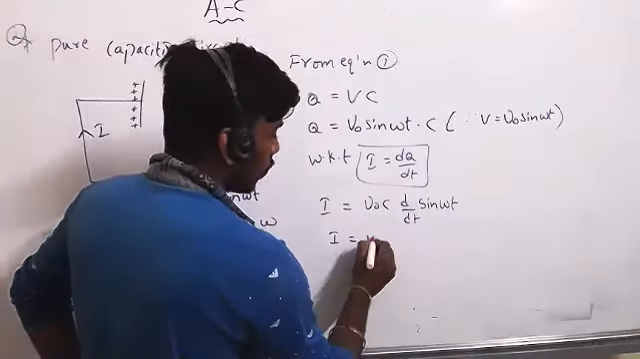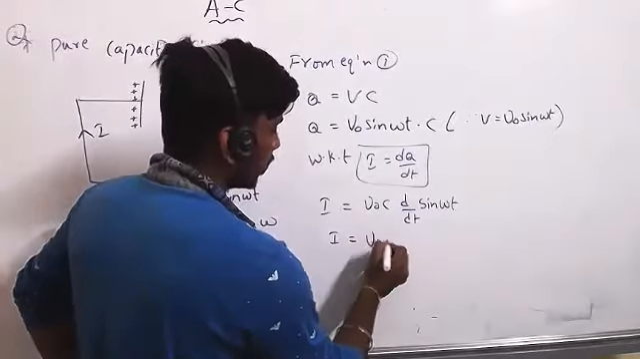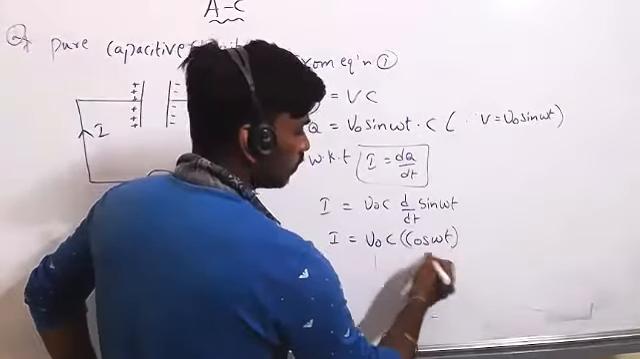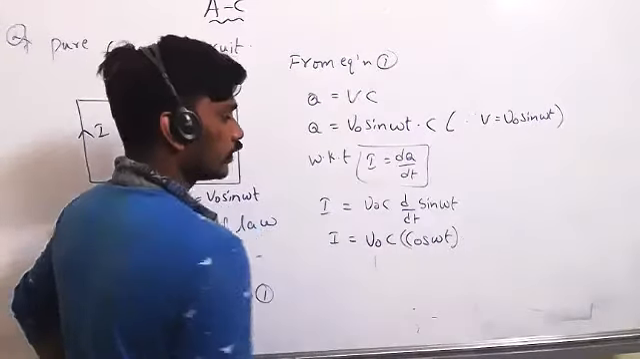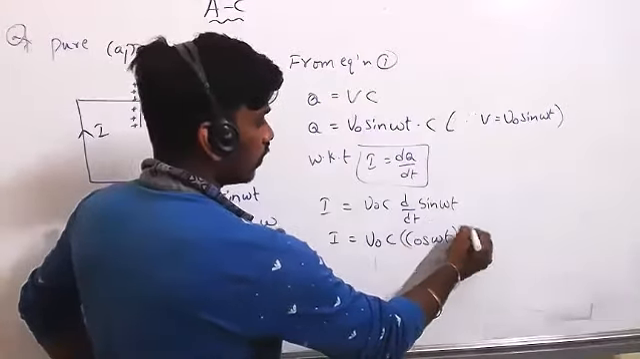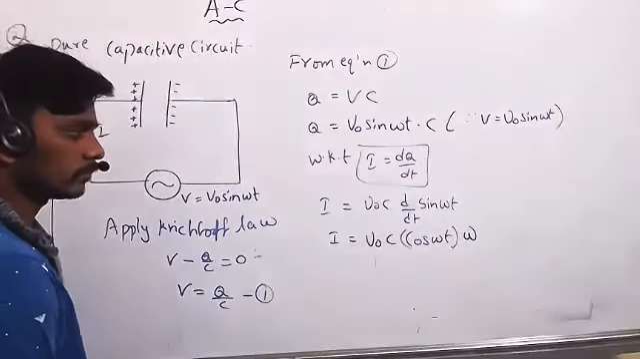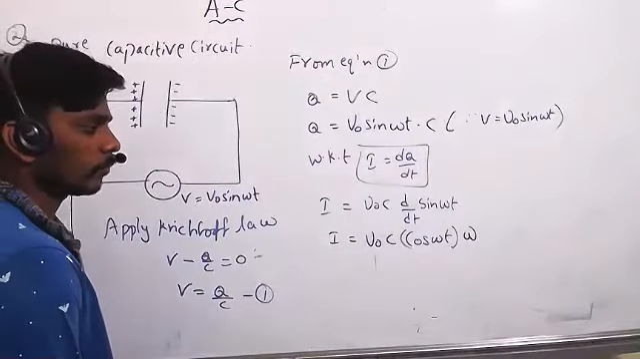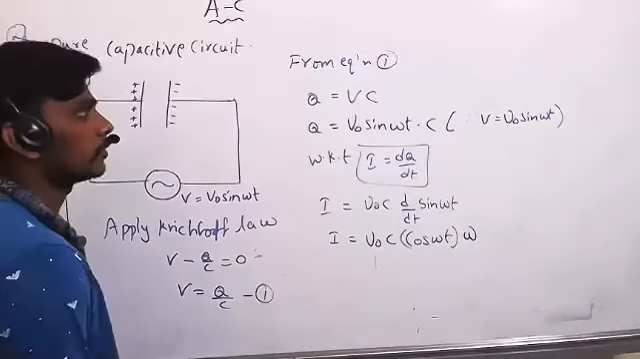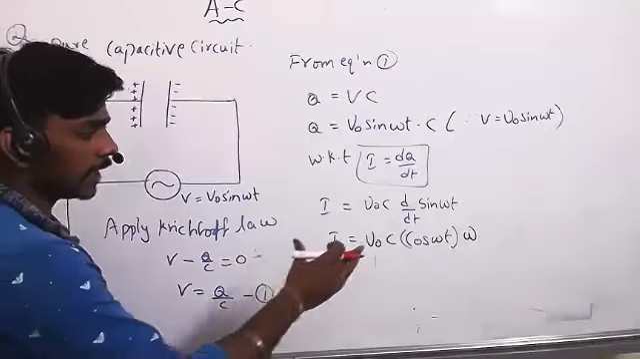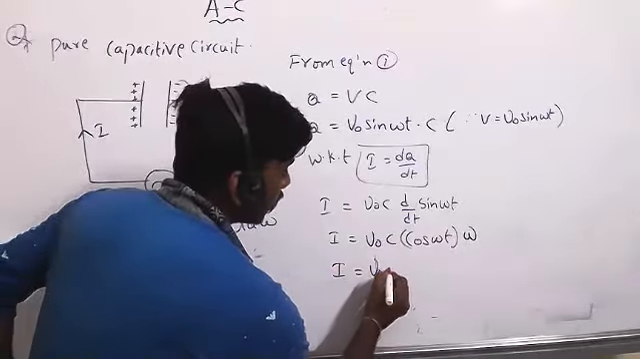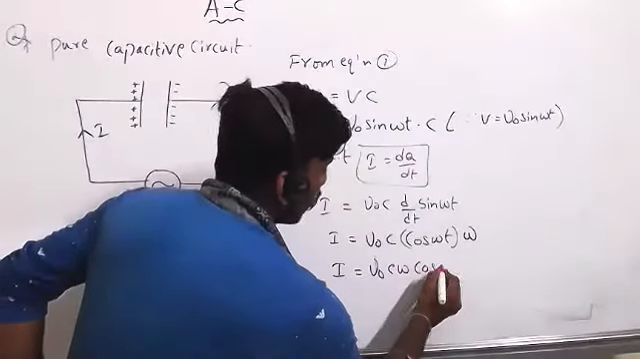Differentiation of sine omega t is cos omega t into omega. So we get V naught into C cos omega t into omega. Is it clear? Yes, sir. Now I is equal to V naught C omega cos omega t.